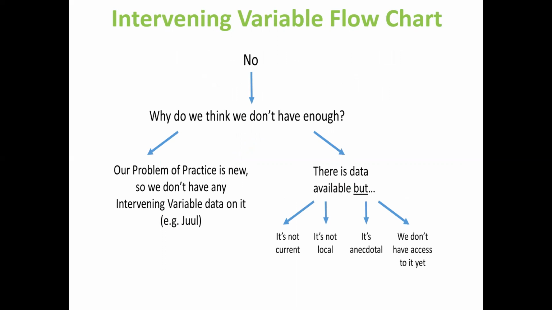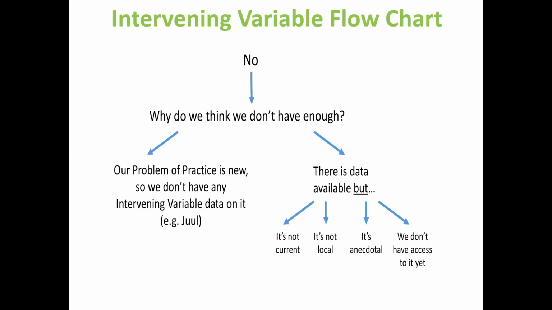Based on the experiences of adult allies, we've identified some possible reasons for determining there is not enough data. One possible reason may be that the problem of practice is very new, so there isn't existing intervening variable data on it. This was the case with many groups over the past 2 years in particular, for groups that may have selected vaping as their problem of practice. They quickly ran into an issue that there weren't enough data available around intervening variables for vaping.